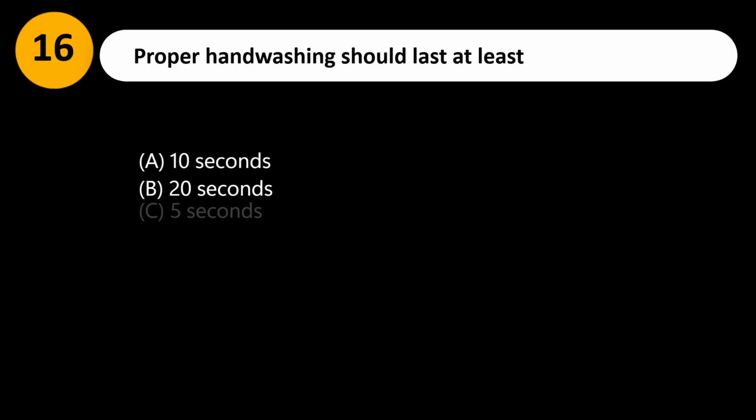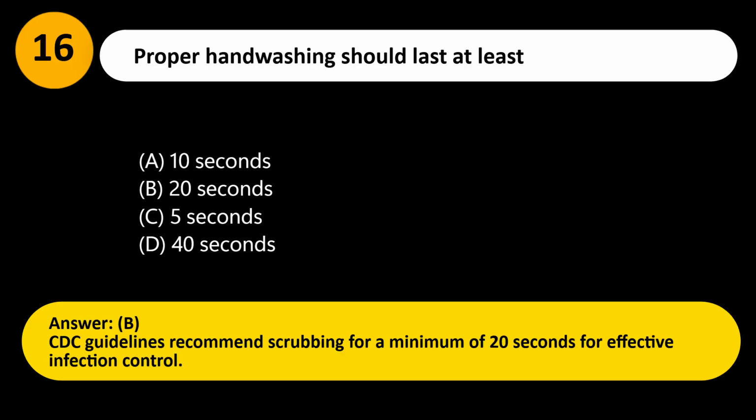Proper handwashing should last at least A. 10 seconds. B. 20 seconds. C. 5 seconds. D. 40 seconds. Answer: B. CDC guidelines recommend scrubbing for a minimum of 20 seconds for effective infection control.